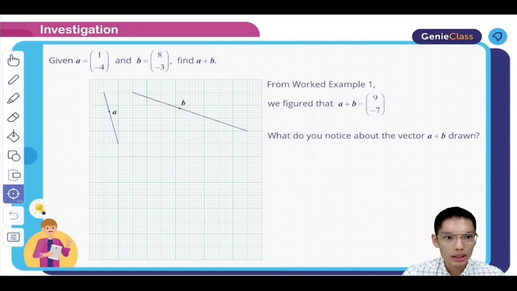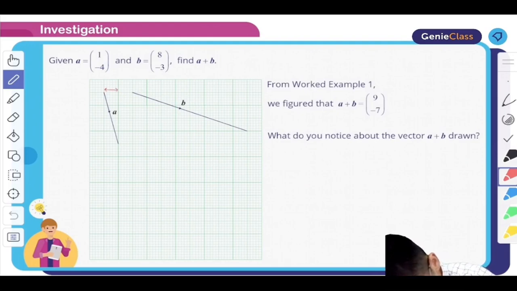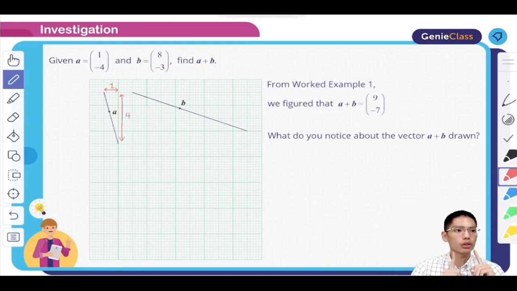Okay, so let's say I draw this vector over here. You realize when we draw this vector, we follow a particular concept that is shown. So what I will do over here is draw my first vector A first. So in this case, 1 and negative 4. You realize over here, this is 1. This is negative 4, but I'll write 4 first because it's going down. Don't worry about it.